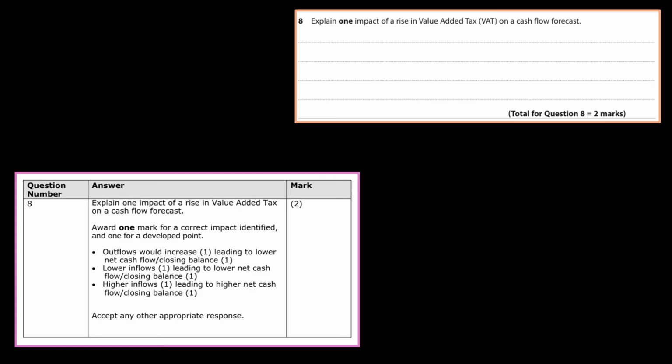Lower inflow, leading to lower net cash flow closing balance as well. And higher inflows, leading to a higher net cash flow stroke closing balance as well. There you go. So any of those will do for your 2 marks there.